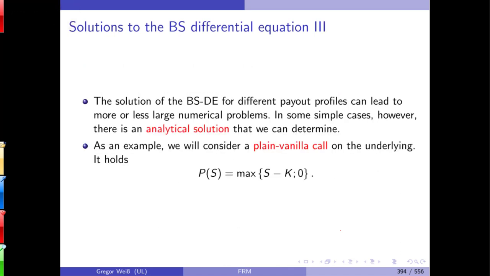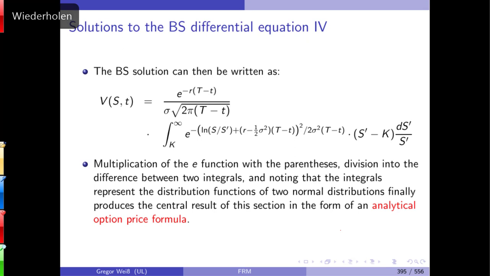Let's use a specific example. Let's use a plain vanilla call. In this case, plain vanilla call is the maximum of s minus k or zero. So let's put it in here. So the pricing function v for the derivative is yada, yada, yada, yada, yada. The only difference is now that this here, the zero becomes k, and this here is s minus k. So by using this plain vanilla call, we get a slightly different integral.